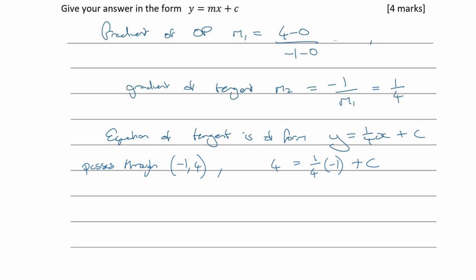So now we can work out what c is. So 4 equals a negative 1/4 plus c. So take that negative 1/4 to the other side. So c is 4 1/4. So then our equation of our line is going to be y equals m, which is a quarter, x plus the y-intercept, which is 4 1/4.